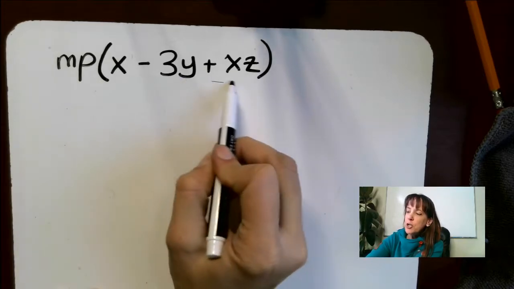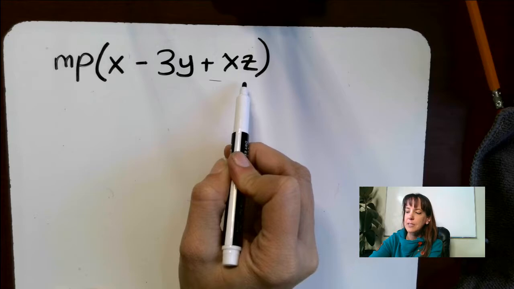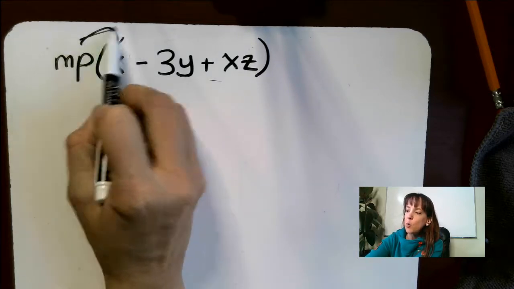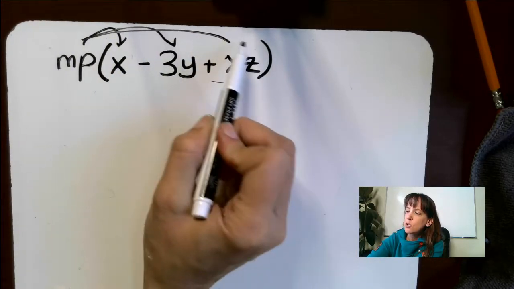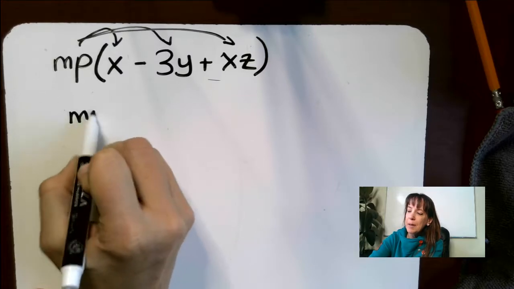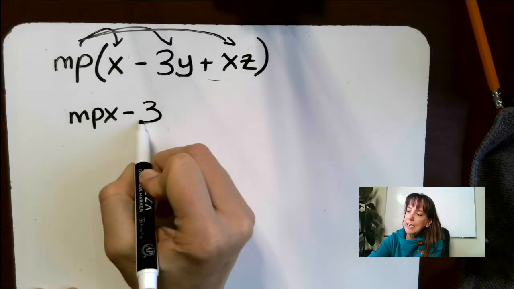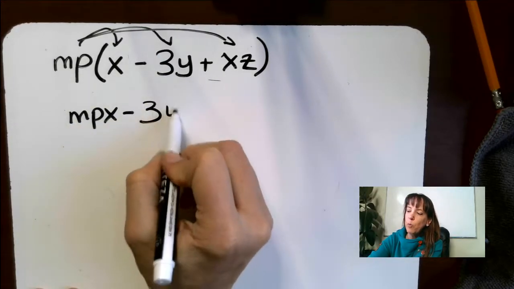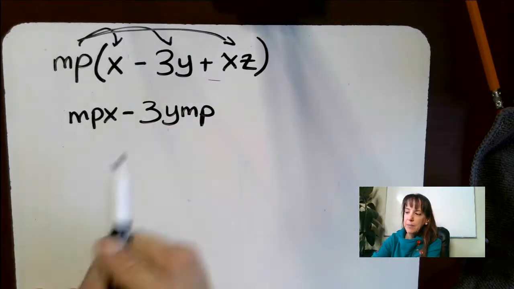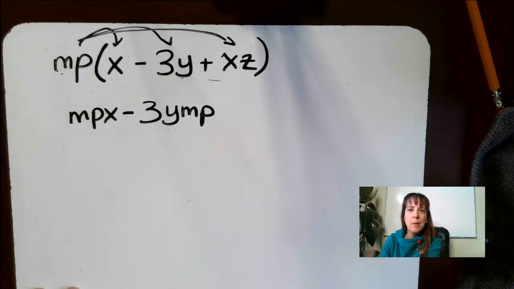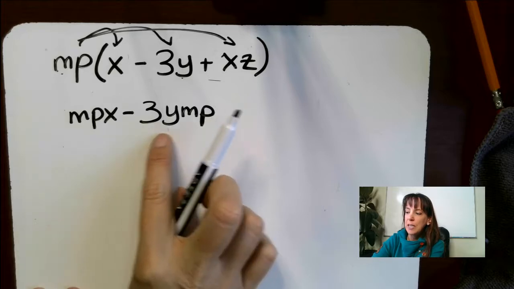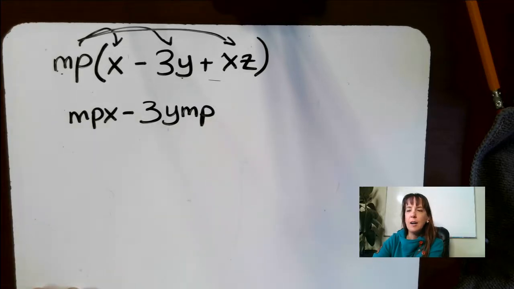So we have 3 chunks or 3 terms in our parentheses here. We're going to distribute this to each one of those chunks. So we end up with MPX minus 3, and it's going to be 3YMP, right? Because we're taking this and we're combining it by this. But remember what I said about those chunks being in alphabetical order? Watch it. We'll do that next step so you can kind of see.